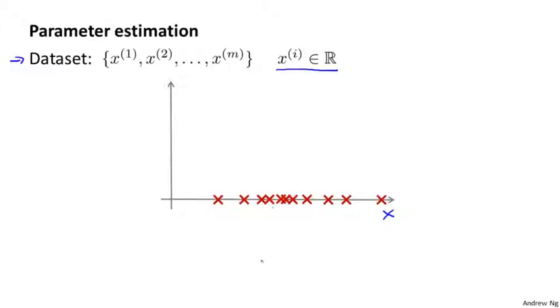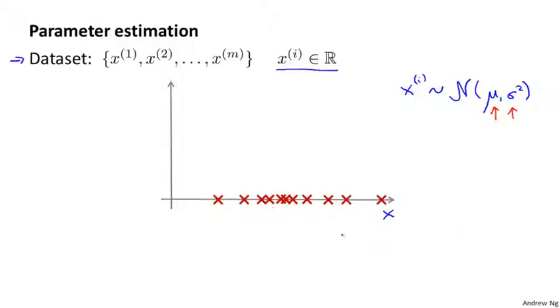And the parameter estimation problem is, let's say I suspect that these examples came from a Gaussian distribution. So let's say I suspect that each of my examples, xi, was distributed, that's what this tilde means, according to a normal or Gaussian distribution with some parameter mu and some parameter sigma squared. But I don't know what the values of these parameters are. The problem of parameter estimation is, given my data set, I want to estimate what the values of mu and sigma squared are.